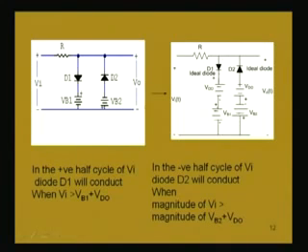And when this diode is conducting in the positive half cycle with this condition, the output voltage will simply be VB1 plus VD naught. Similarly, in the negative half cycle, when this diode is conducting and this condition is satisfied, the output voltage will be VB2 plus VD naught, but with a negative sign in the negative half cycle.